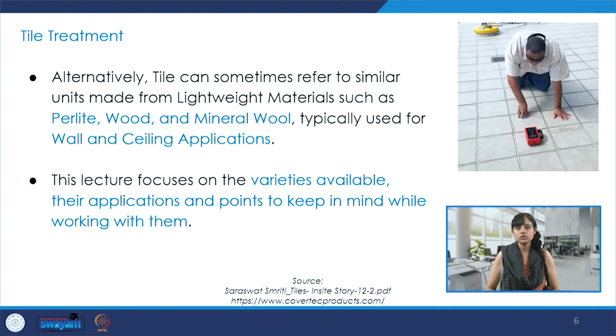And we can also have tiles made out of perlite, wood, mineral wool. These are like sort of alternate lightweight materials and they could be used for wall and ceiling applications. And today's lecture will focus on varieties available, their applications and some points or terms to keep in mind while we are working with tiles.